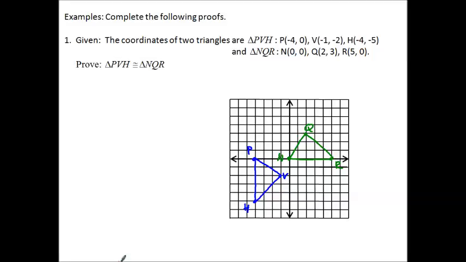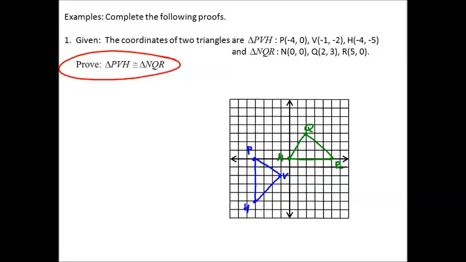We have to prove that triangle PVH is congruent to triangle NQR. So how are we going to do this if we don't have any information given? We just have the triangles in the coordinate plane. Well, we're going to have to do the work ourselves. We're going to have to calculate the side lengths and then compare the two triangles and see if they are indeed congruent.